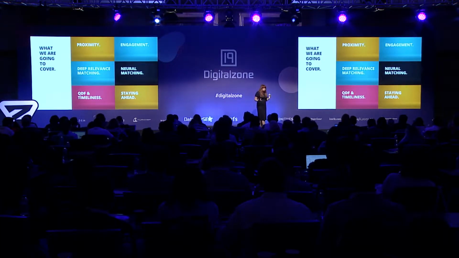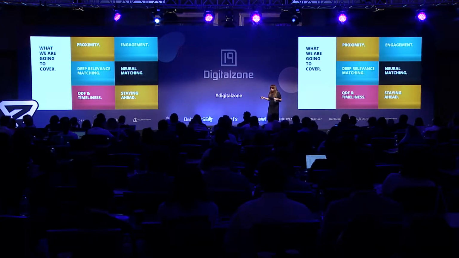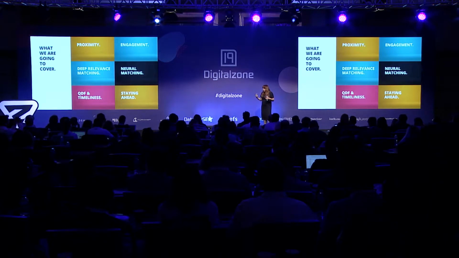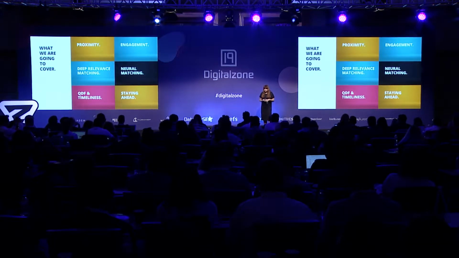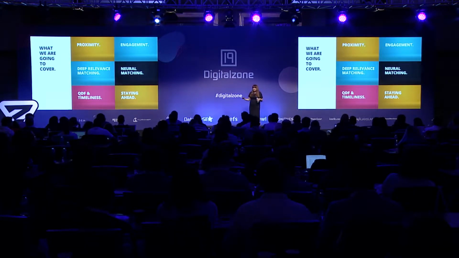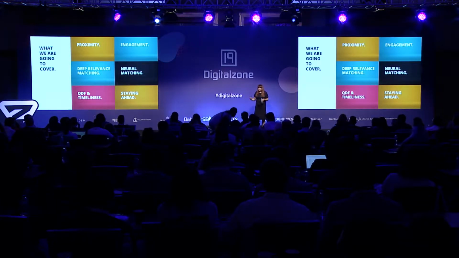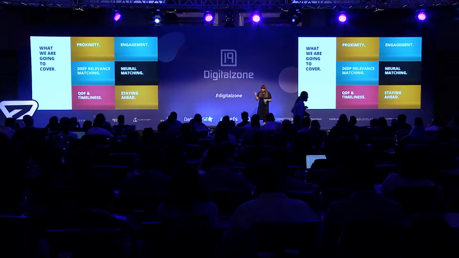So I'm going to talk you through a little bit about how we optimize when we've triggered the proximities part of the algorithm, engagement, a special bit of the algorithm called deep relevance matching, neural matching, QDF and timeliness, and then also just about how we stay ahead and how we as an agency stay on top of these and make sure what we're doing stays ahead of everything else going on in search.